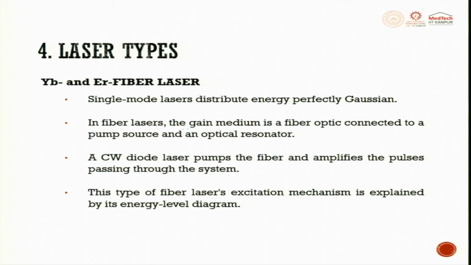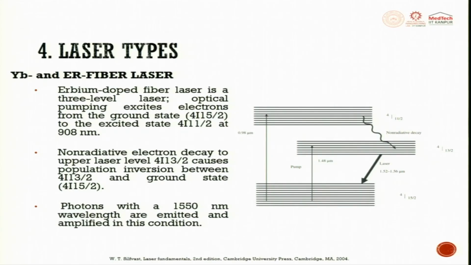In a fiber laser, the gain medium is the optical fiber connected to a pump source and an optical resonator. The continuous wave diode laser pumps the fiber and amplifies the pulse through the system. The diode laser pumps the fiber and amplifies the pulse to the laser. This type of fiber laser excitation mechanism is explained by its energy level diagram. So, this is what it is.